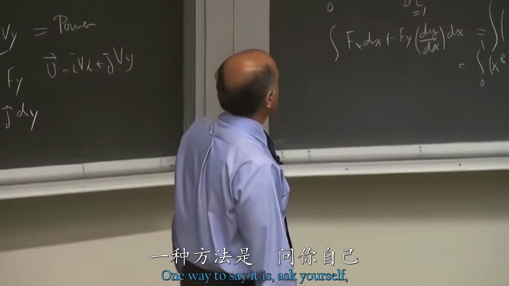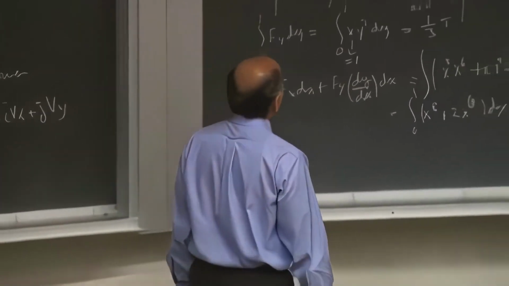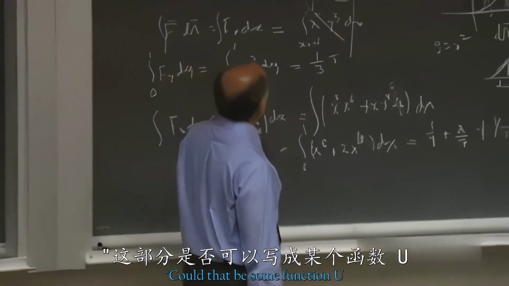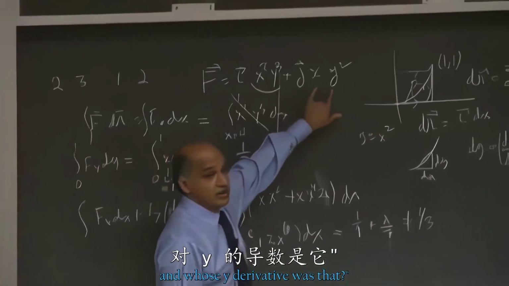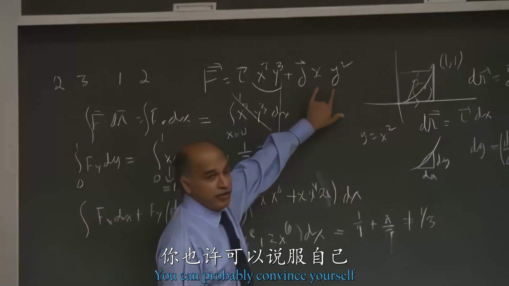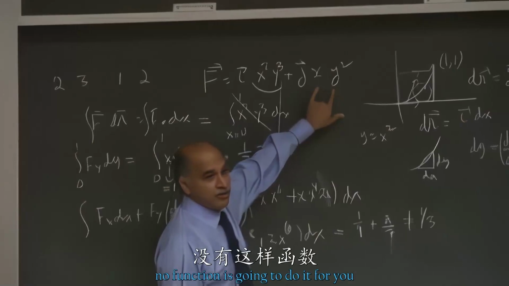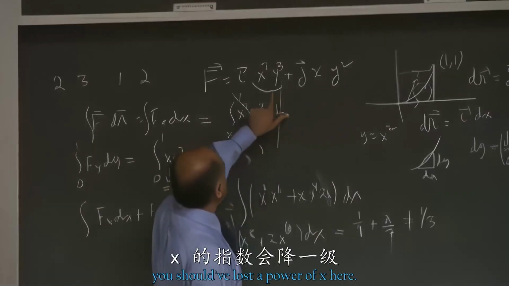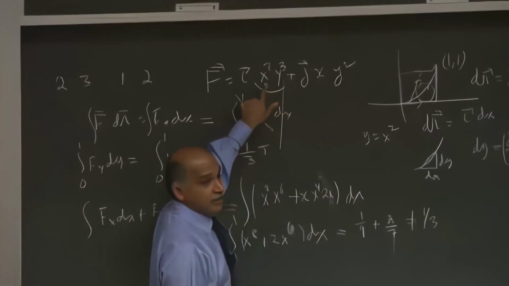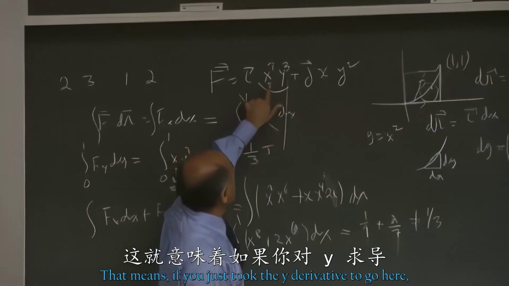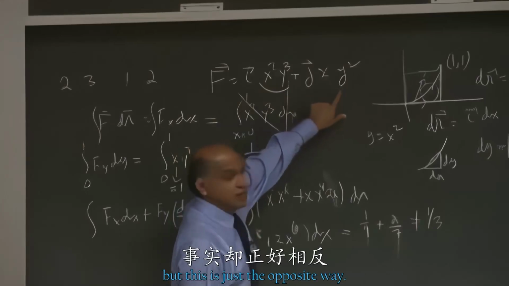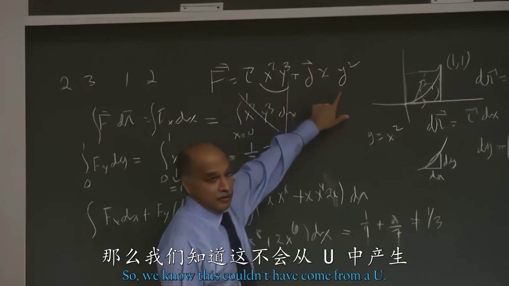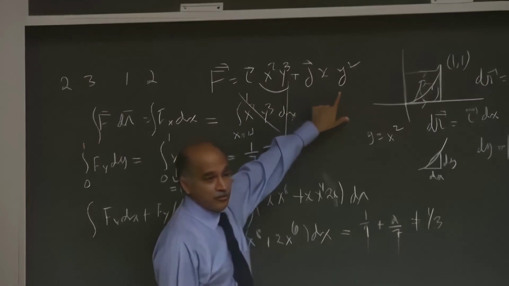One way to say it is ask yourself, could that be some function u whose x derivative was this and whose y derivative was that? You can probably convince yourself no function is going to do it for you. Because if you took an x derivative, you should have lost a power of x here. That means if you just took the y derivative to go here, you should have more powers of x and fewer powers of y, but this is just the opposite way. So we know this couldn't have come from a u.